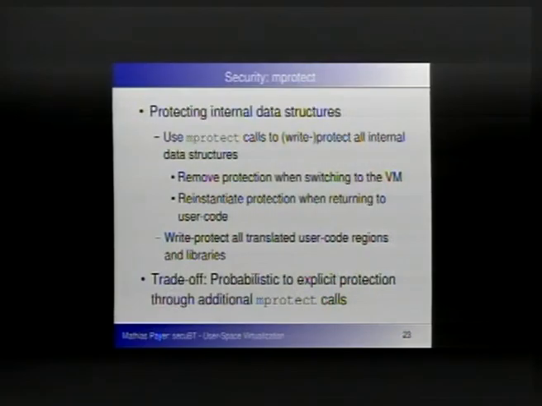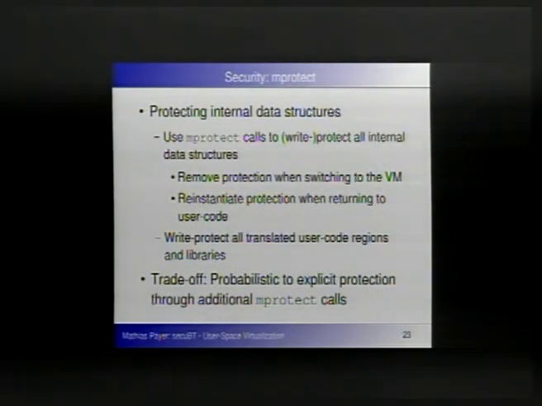So the first take that we have is relying on a probabilistic form of security where we just don't leak any pointer to the code cache or to any other internal data structure. So to find out where the code cache is, the malware must be lucky and guess the correct location.